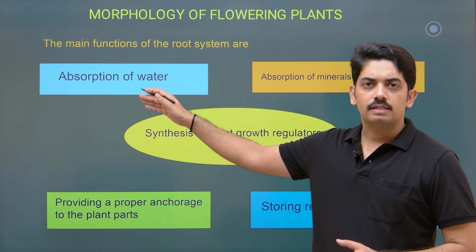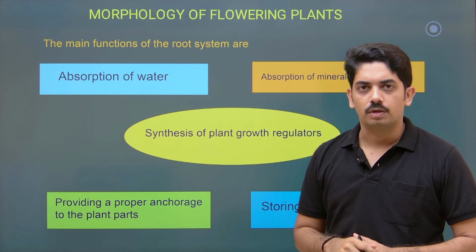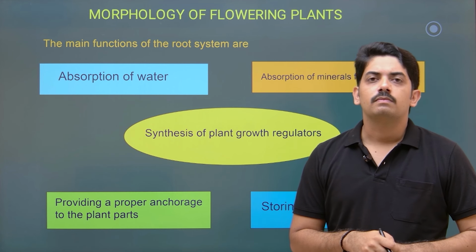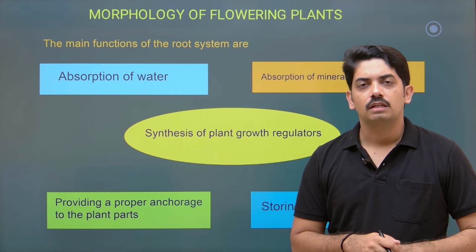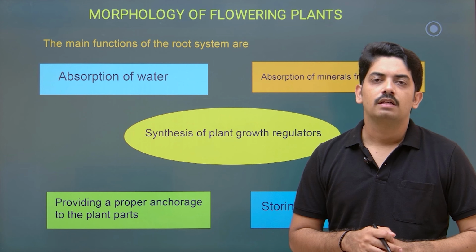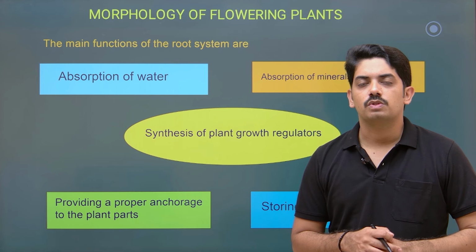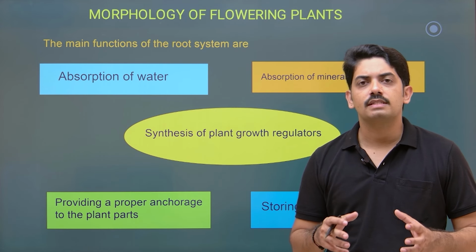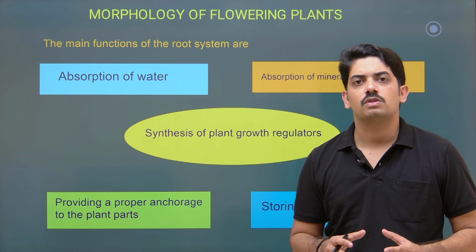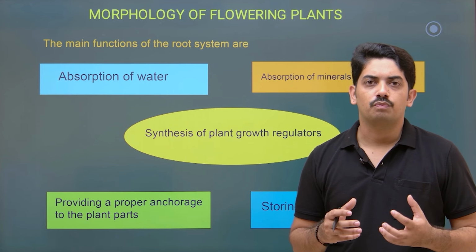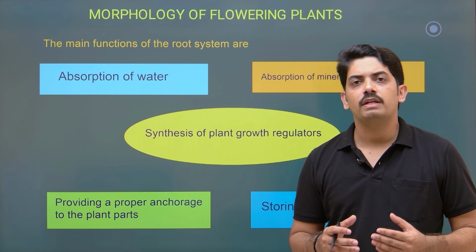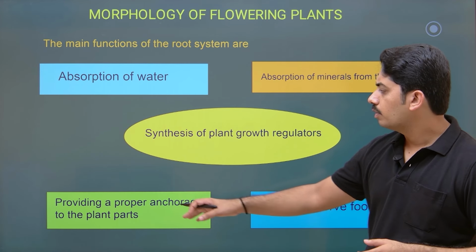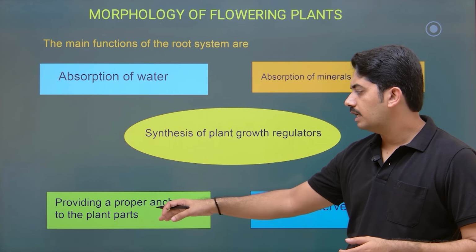Then obviously roots are meant for absorption of water, then absorption of minerals from the soil. You know, plants get minerals from the soil, like phosphorus, nitrogen, calcium, magnesium, boron. All these are the minerals. They are present in the soil, and along with the absorption of water, these minerals dissolve in water and get taken up by the plants. Then it provides proper anchorage to the plant parts.